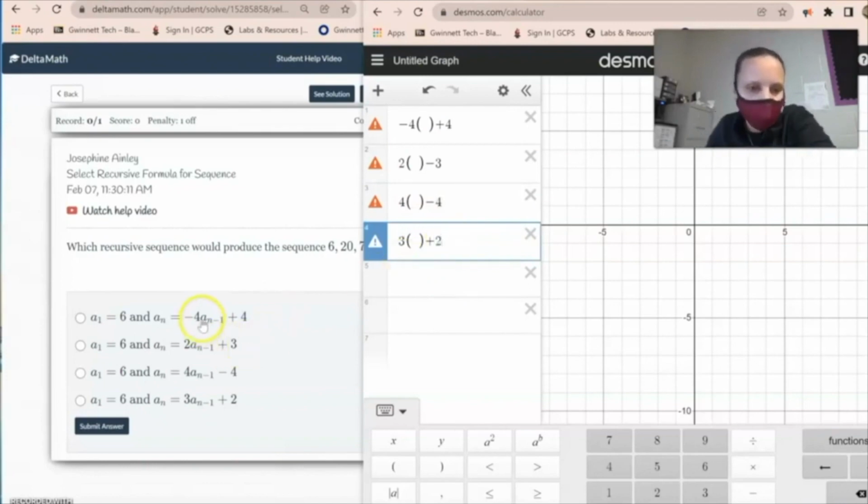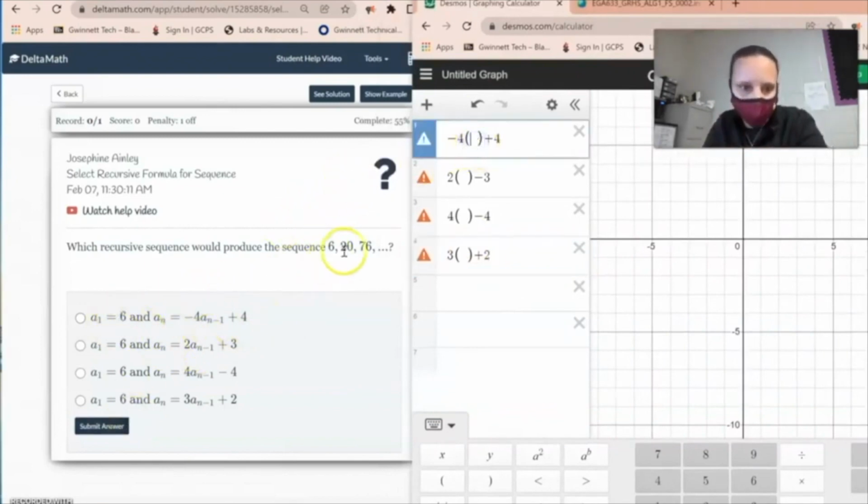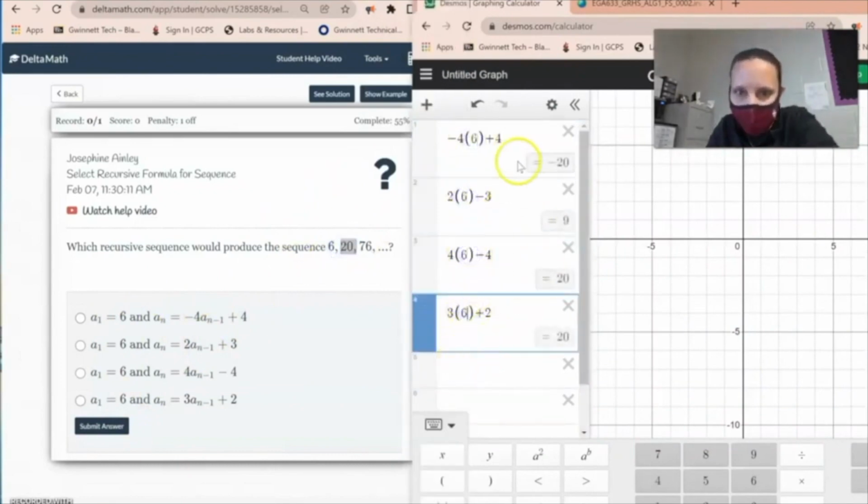All right, same thing as before. If I'm looking for the second term, when n is 2, 2 minus 1 gives me 1. So this is negative 4 times the first term plus 4. That's how that reads. When I put in the first term, which is 6, do I get 20? That's the question. So 6, 6, 6, and 6. I only get 20 on the last two. So it's not A, and it's not B. It's one of these two.